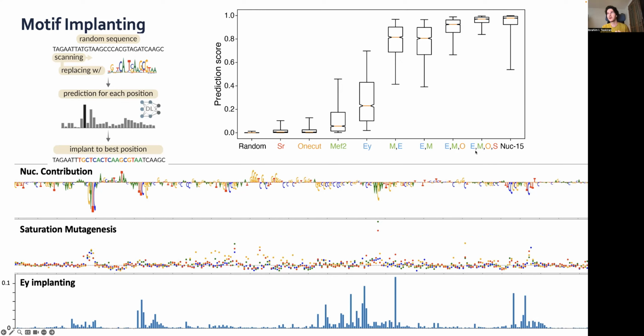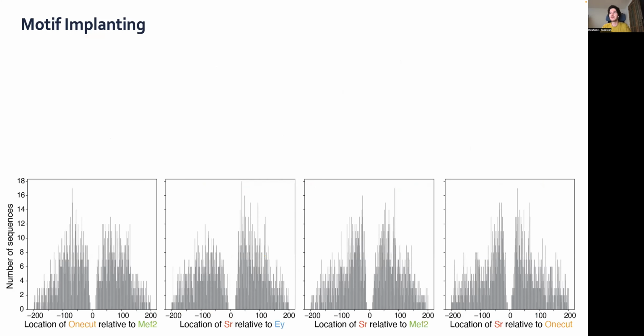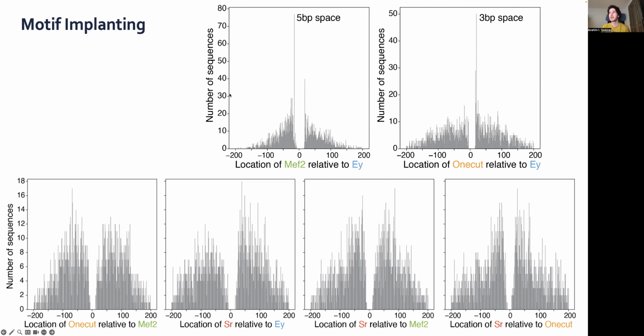And now the model knows where we implant transcription factor binding sites, and it's the most preferred by the model. Then we can check if there's any preferred distance between different transcription factor binding sites. Here you can see the location of one cut relative to MEF2 and other transcription factors. And as I was saying before, they like to be in the 200 base pair space. But there were two very interesting distance preferences for MEF2 and one cut relative to ILIS. MEF2 preferred to be 5 base pairs upstream of the ILIS, where one cut preferred to be 3 base pairs downstream of the ILIS binding site.